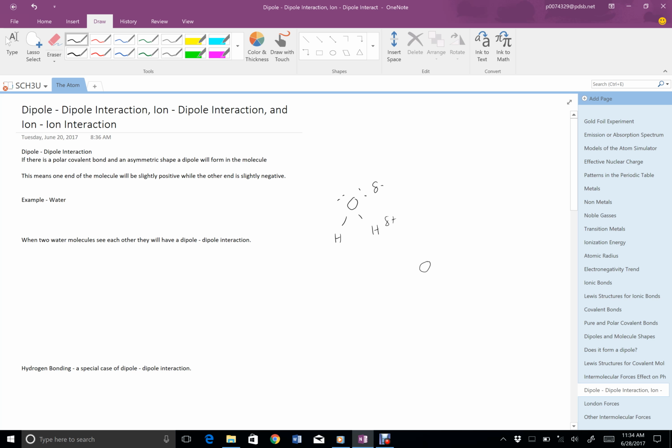If we have two water molecules and these oppositely charged dipoles see each other, then they can have an electrostatic attraction to one another. The partially positive will be slightly attracted to the partially negative. This is called a dipole-dipole interaction because both molecules have dipoles that are interacting with each other.